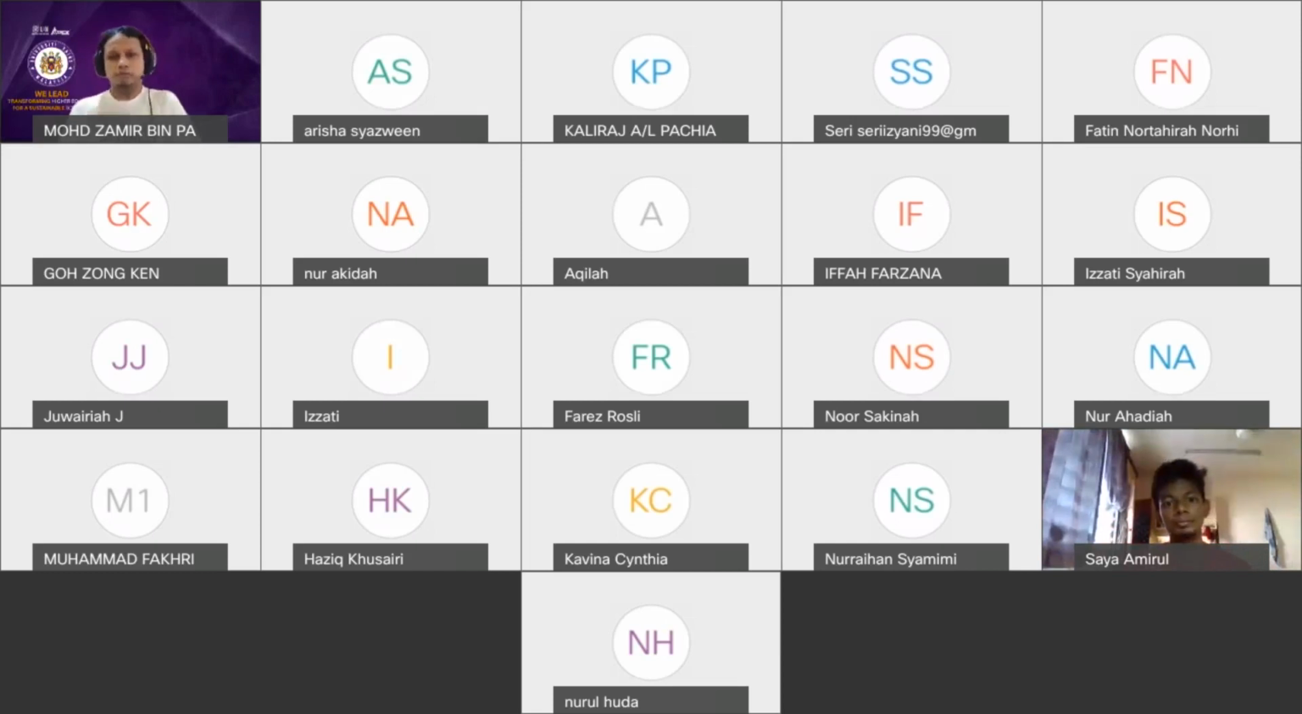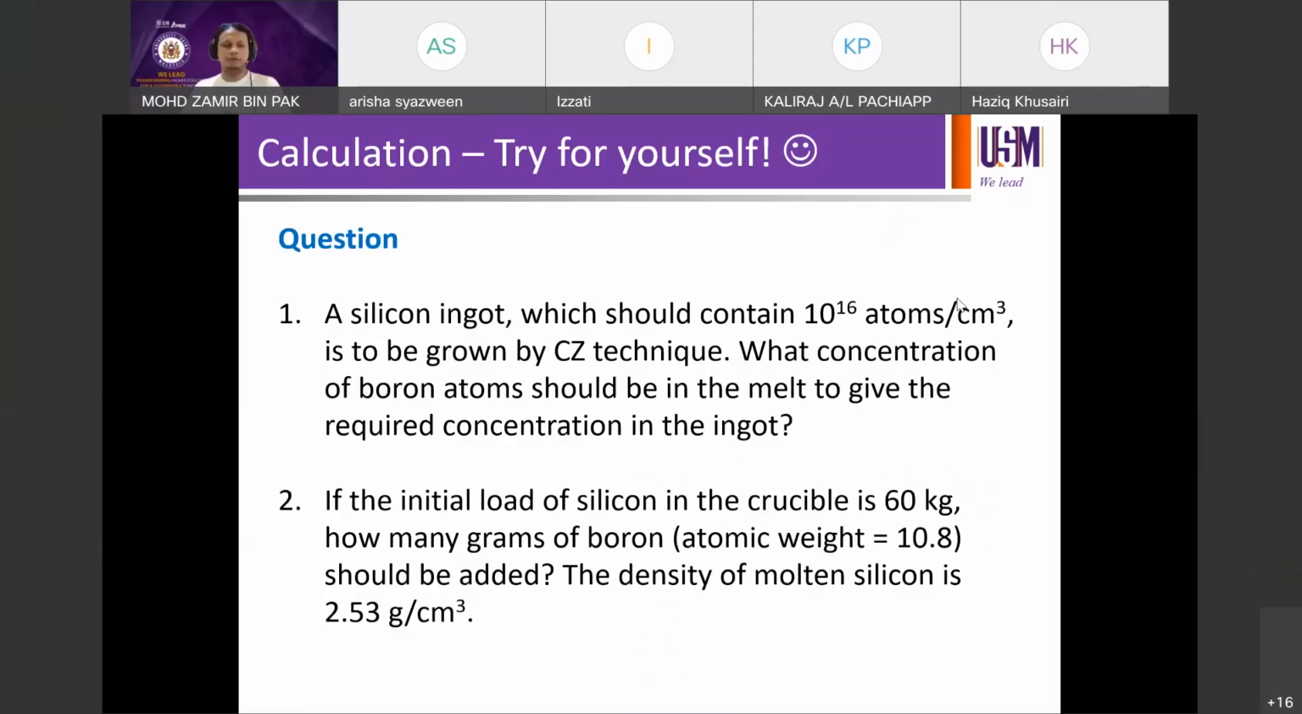Okay, so in the last class, we stopped here at the discussion of the calculation. So today we're going to do the calculation and discuss.